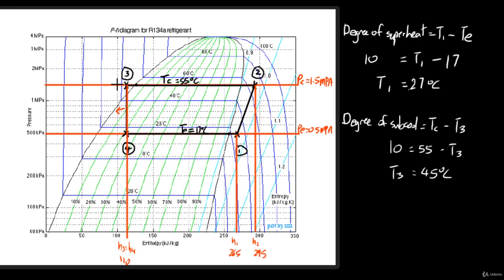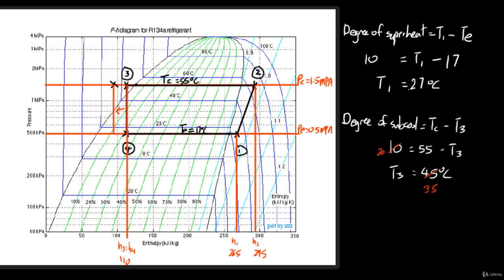Because once your degree of subcool over here is changed to 20, your T3 becomes 35 degrees Celsius. So if T3 becomes 35, where is that point? It will be somewhere over here. This is 35 degrees Celsius, so similarly you can draw another. You don't have to draw the whole thing, you can just show it this way.